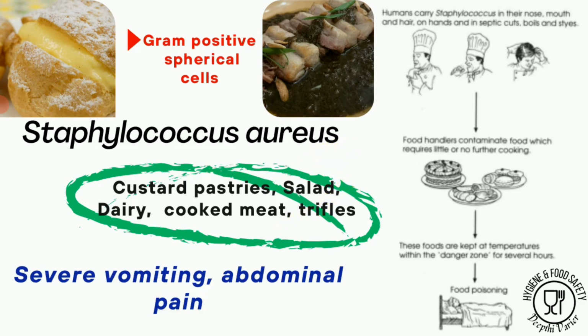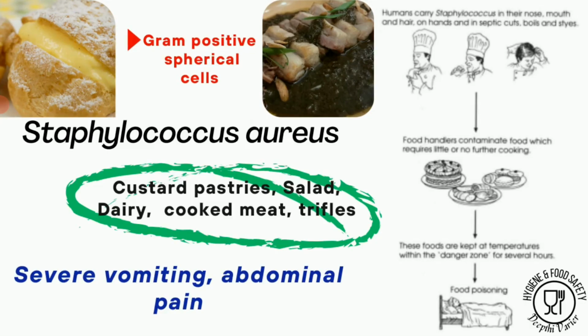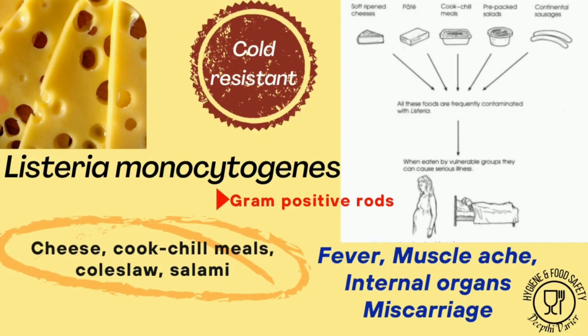It produces a toxin called enterotoxin. So it goes inside our body and causes all of these symptoms. The next organism, the last bacterium that we have, is Listeria. Listeria monocytogenes is also a gram-positive rod. The reason it is so important is because it is a cold-resistant organism. So even if you keep food in the fridge, this organism loves to grow over there and it can cause an infection.